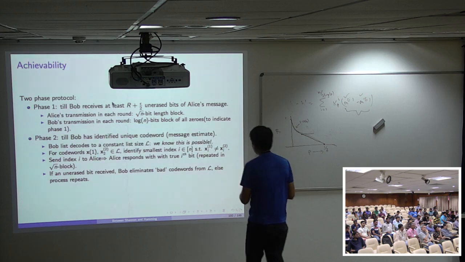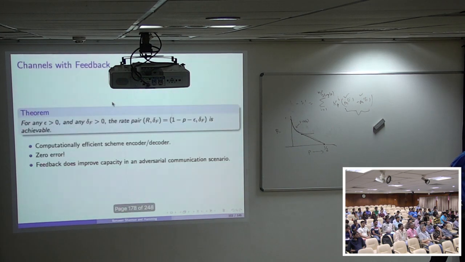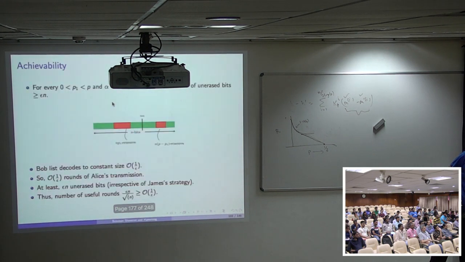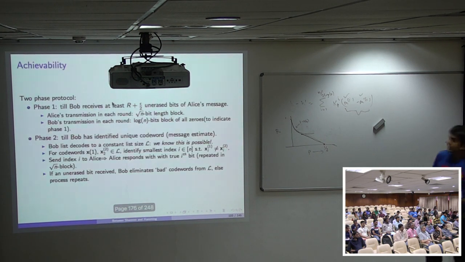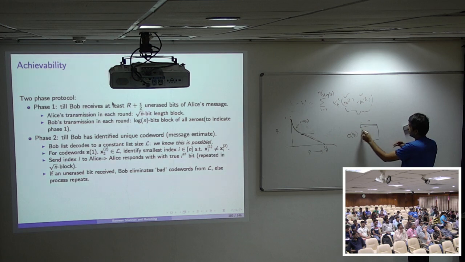Okay? So if he has any confusion at all, then at this point he's list decoded down to maybe order 1 over epsilon size, right? Some constant list size, and there are order 1 over epsilon code words, each of length n, that could have been transmitted by Alice, right? And he just doesn't know which.